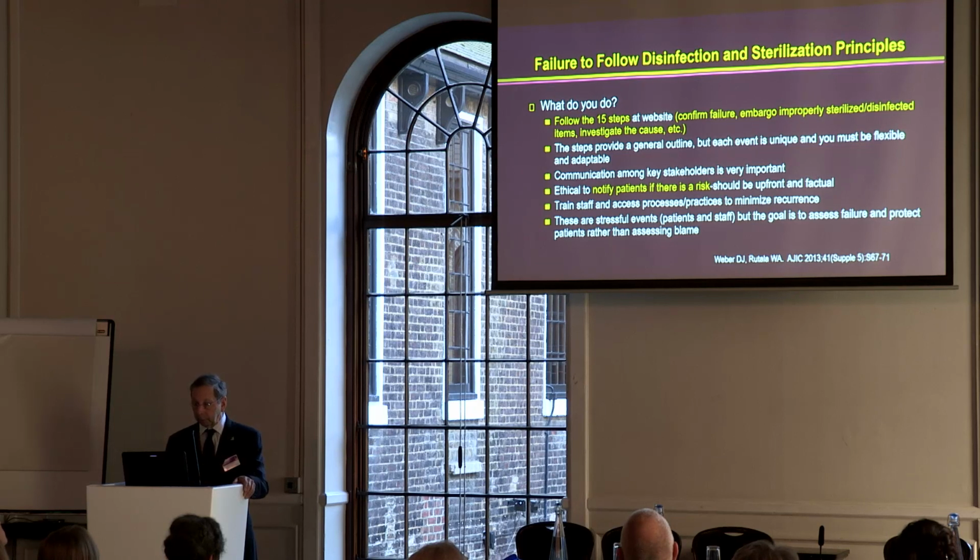Again, we've updated that article in the American Journal of Infection Control. It's 15 steps that you can find at the website for the article. Confirm the failure, embargo, and properly sterilize or disinfect items, and investigate the cause. The steps provide a general outline, but each event is unique, and you must be flexible and adaptable. Communication among all the key stakeholders, meaning the patient's physician, operating staff, central sterile services if they're involved, risk management, legal, and public relations, is very important.